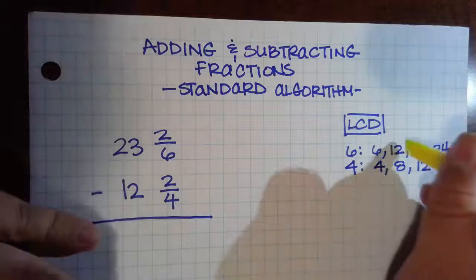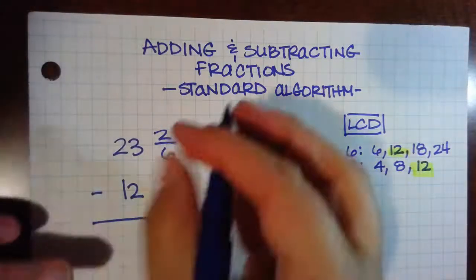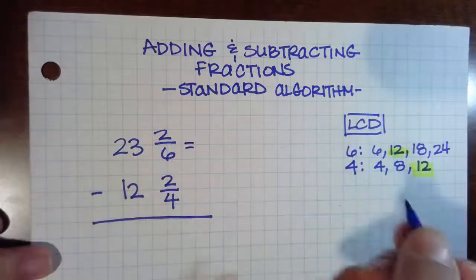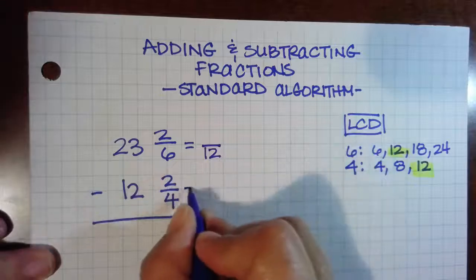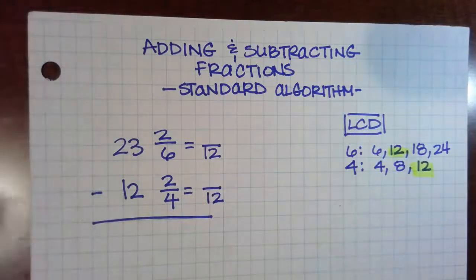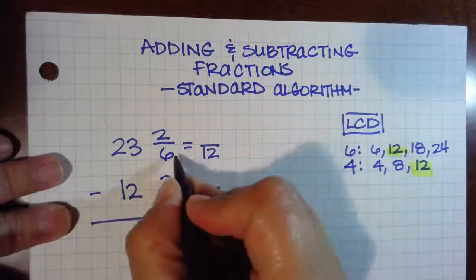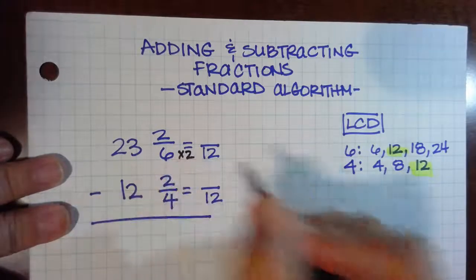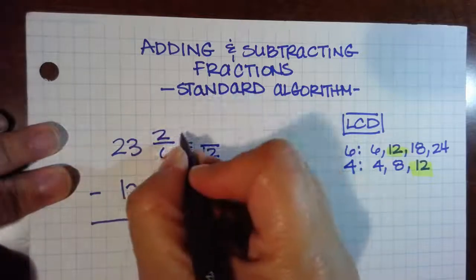So I'm going to use the 12 for both fractions now. I'm about to come up with an equivalent fraction. So the new denominator is 12. Next step is to figure out what the rule is. If I look at this, 6 times 2 gives me 12, and whatever rule I use for the denominator, I need to use it for the numerator.